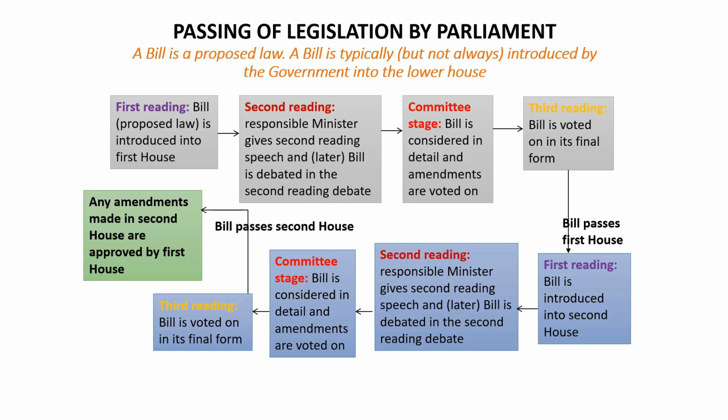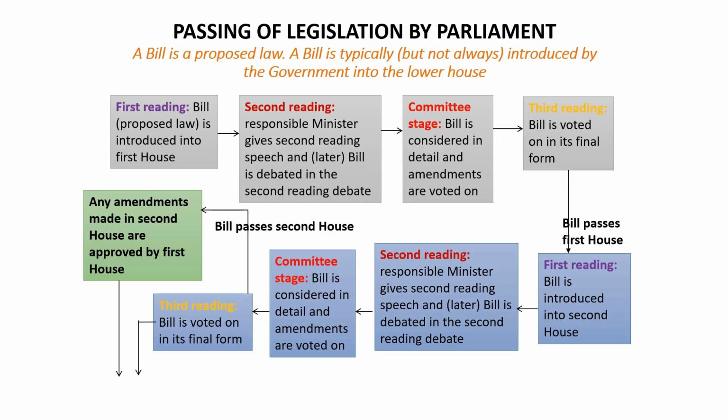In the first House, we don't go through all of these stages again. Instead, the members of the first House simply vote on whether to pass the bill as amended by the second House. If the first House votes to pass the bill as amended by the second House, then the bill has been passed by Parliament. If the first House votes not to pass the bill as amended by the second House, then the bill does not pass and it cannot become a law.